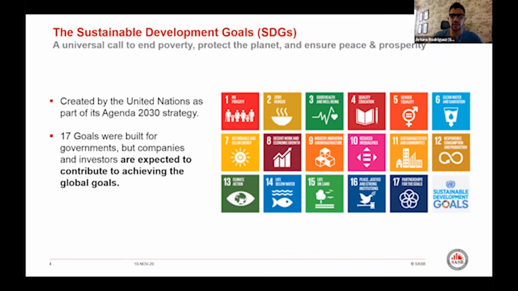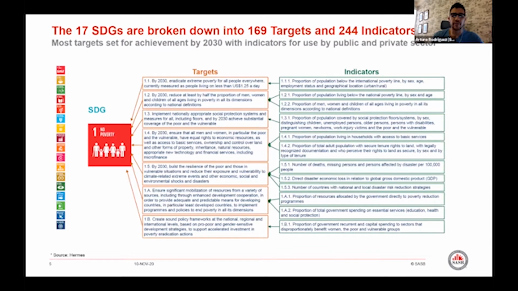The way in which these goals are organized is as follows. There's the 17 goals that are broken down into 169 targets, and each of these targets has a different number of indicators, which are basically KPIs to measure progress towards the achievement of those SDGs. And understanding how the SDG framework is constructed and the hierarchy is important because, as you'll see in a couple of slides, SASB mapped its disclosure topics at the target level that you see there. So again, different SDGs have different numbers of targets, and these targets have different numbers of indicators, and SASB has mapped its framework at the target level of the SDGs.